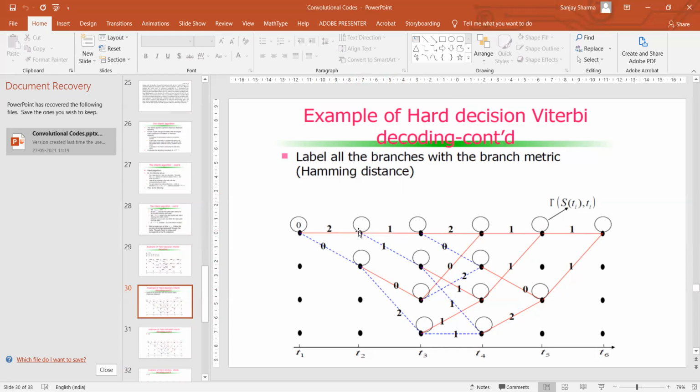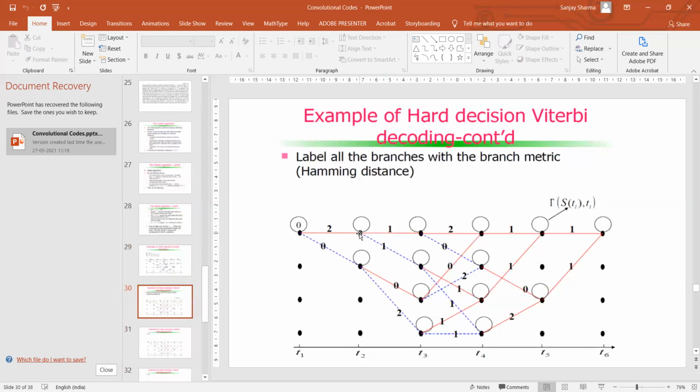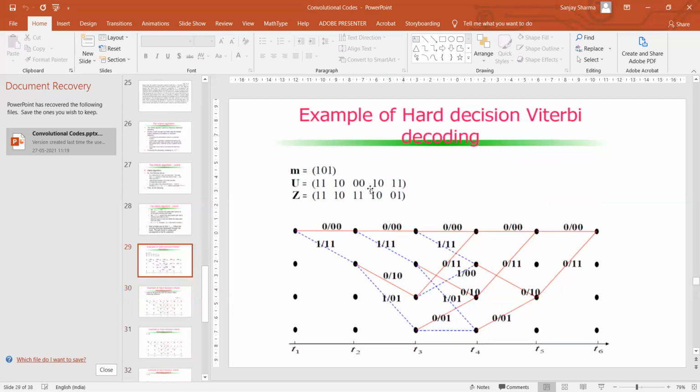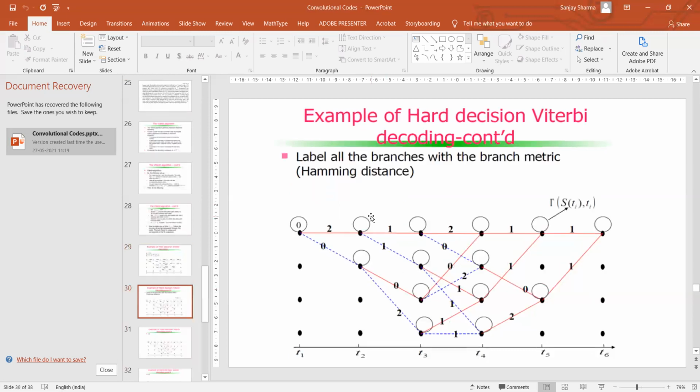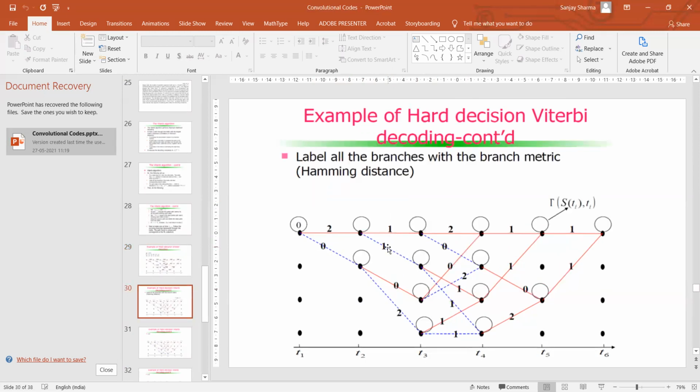Then it starts from here. If the initial state is 0, what is the second branch word received? The second branch word received is 1, 0. Now it assumes that if 0 was transmitted, the output is 0, 0. But the received output is 1, 0. The Hamming distance is 1, so we put a 1 here. But sitting at this state, if 1 was transmitted, looking at this trellis, the output should have been 1, 1. But the received is 1, 0. So the Hamming distance is 1, and we put a Hamming distance of 1 here.